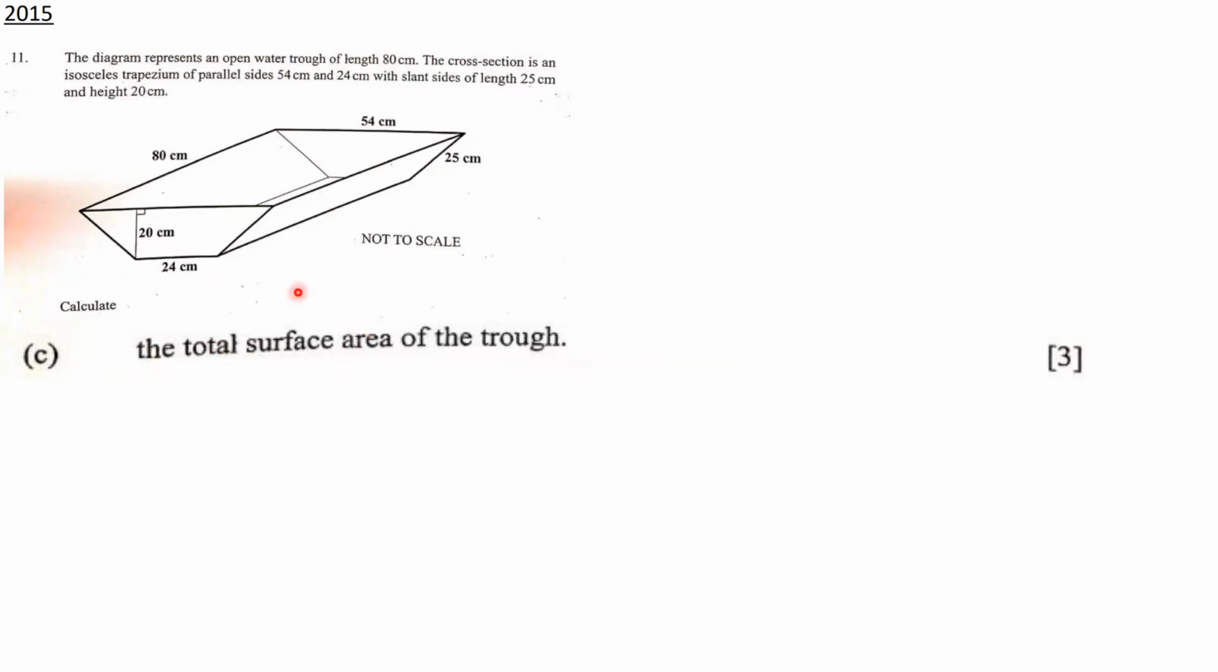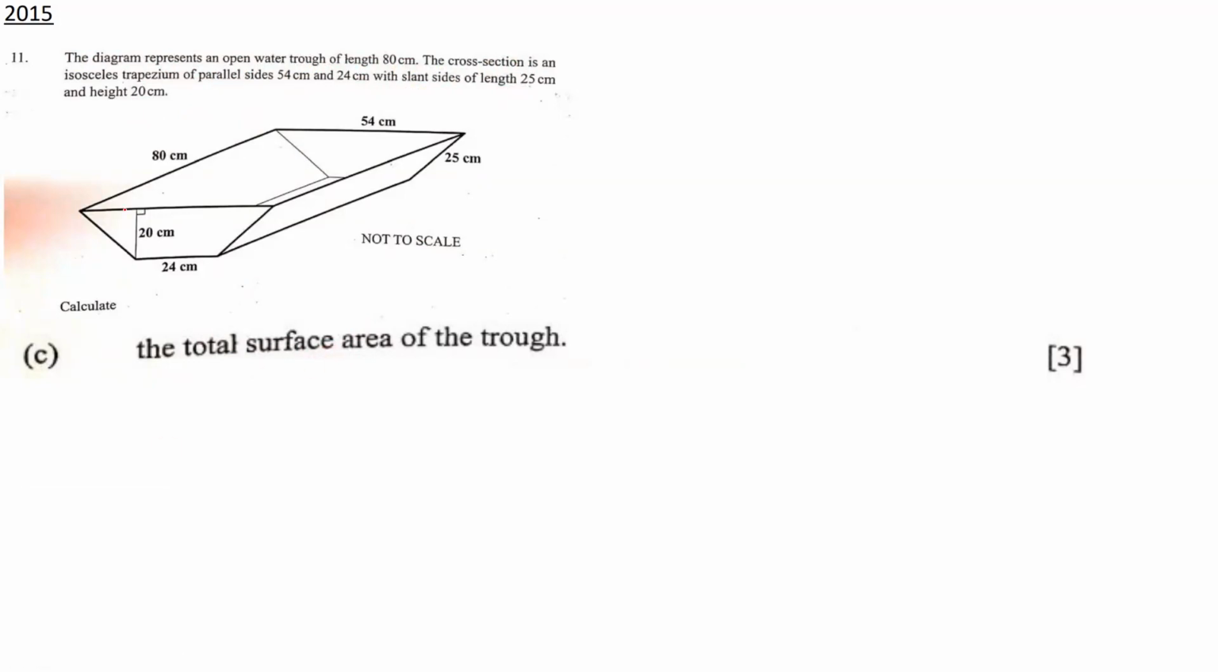Now, in order to figure out the total surface area of the trough, we need to find the surface areas of each of the two-dimensional shapes that make up this three-dimensional shape, and then add all of those surface areas together. And so let's begin.